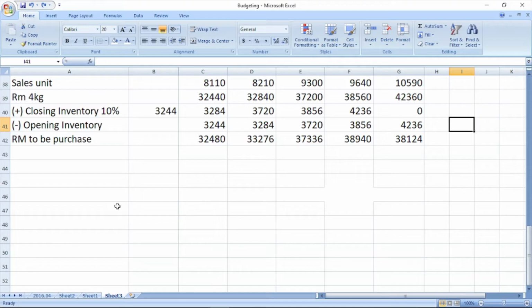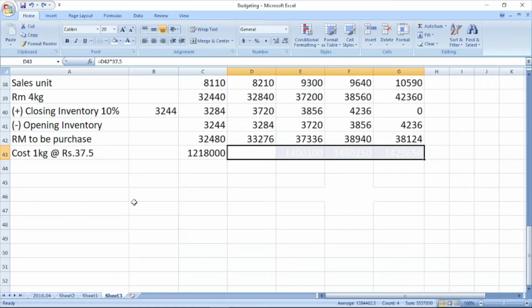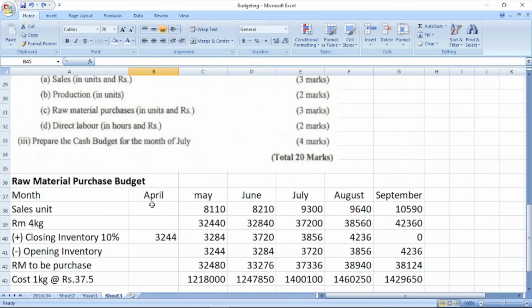Now we can find the raw material cost. The raw material 1 kg is 37.5 rupees. So 37.5 rupees into the relevant amount of kilo raw material, we can find the cost of relevant month. In this case in May, 37.5 into 32,480, it is 1,218,000. Likewise get the value. So this is the raw material purchase budget.